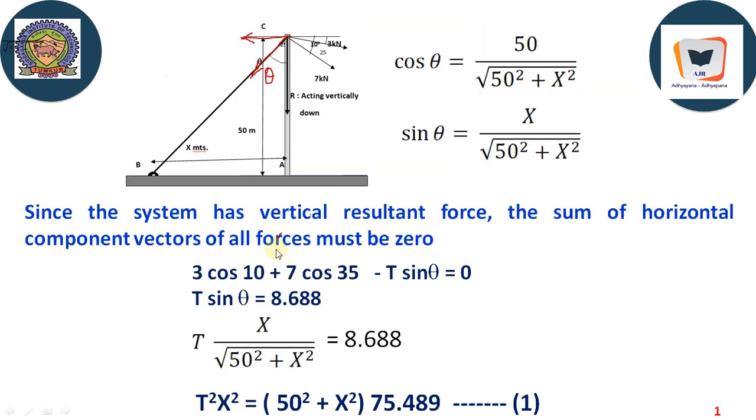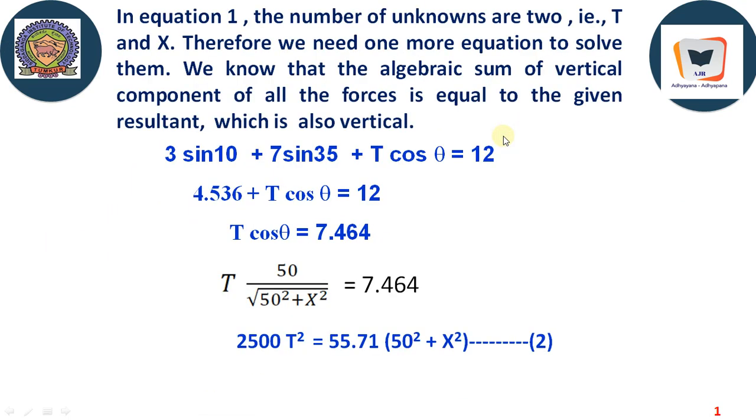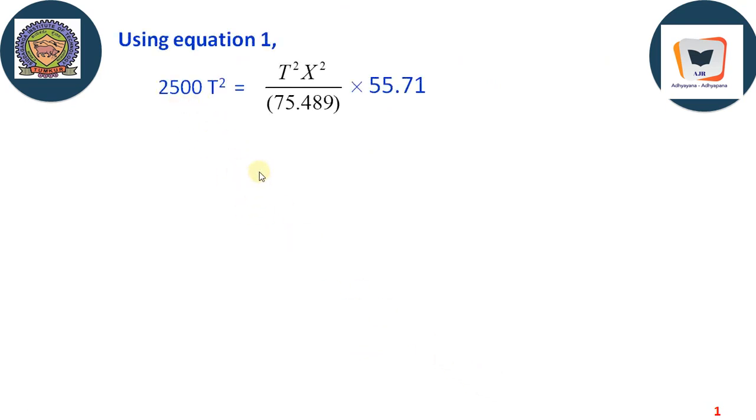For cos theta we have a ready-made expression, 50 divided by the square root of 50 squared plus x squared, and T times that equals 7.464. Upon squaring we get 50 squared, that is 2500, times T squared equals 7.464 squared, which is 55.71, times 50 squared plus x squared. Therefore we now have two equations with unknowns T and x. Now, using equation number 1, 2500 T squared equals 75.489 times T squared x squared.